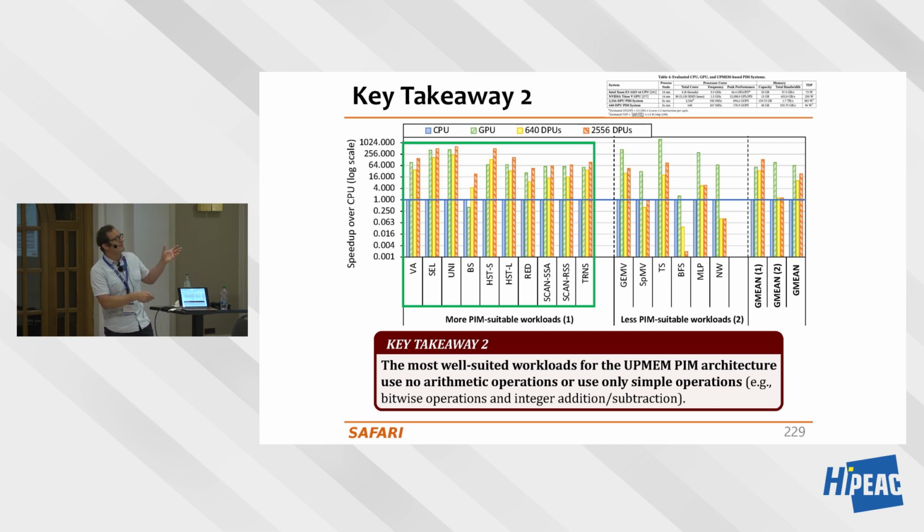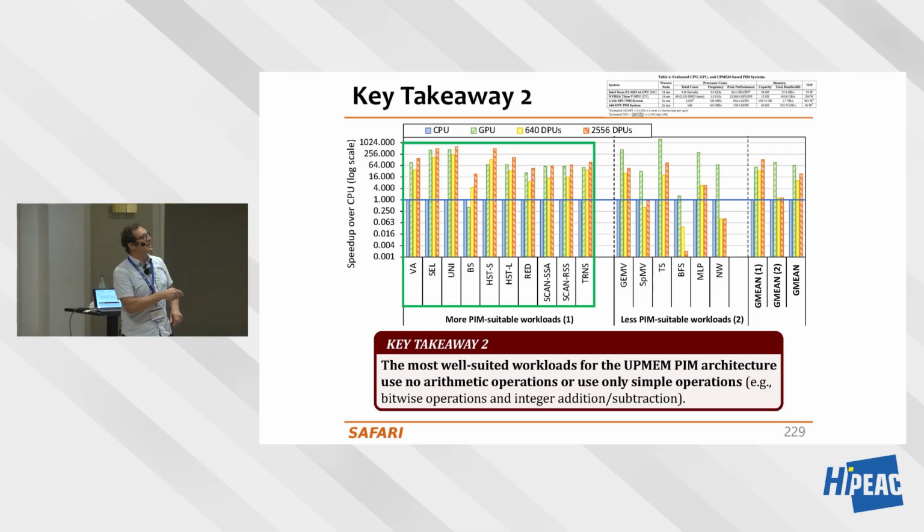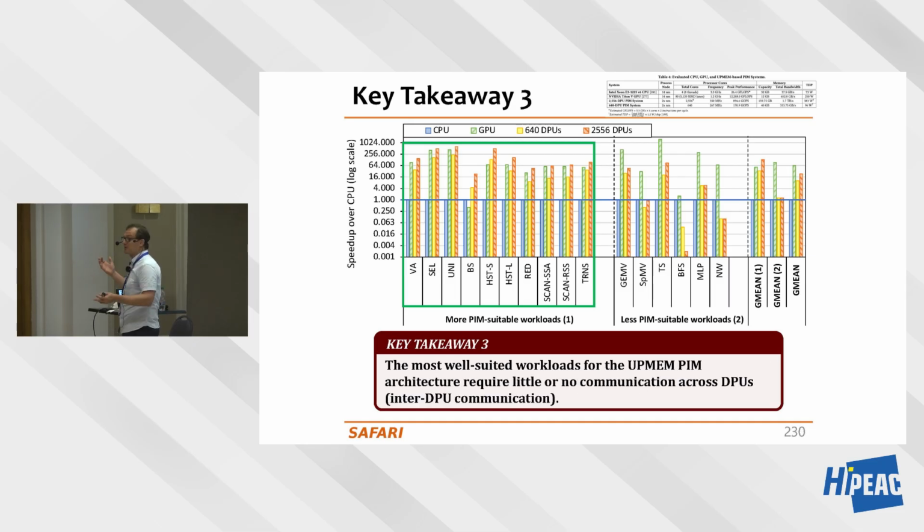And there are a bunch of them, like scanning in a database. Genomics is another example over here. I'm going to show you one example. But there are other workloads that actually do pretty badly, like matrix vector multiplication, etc. Okay. So you need to decide what workloads benefit. And also, I think the workloads that are well-suited require no or little communication between the processors across different banks.